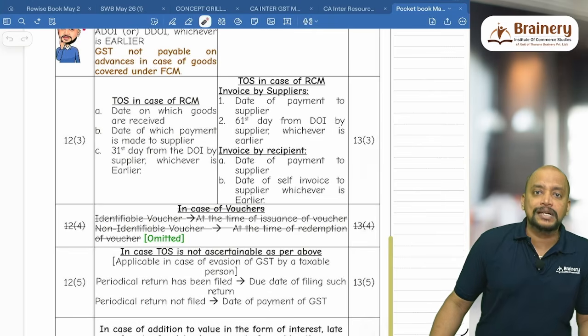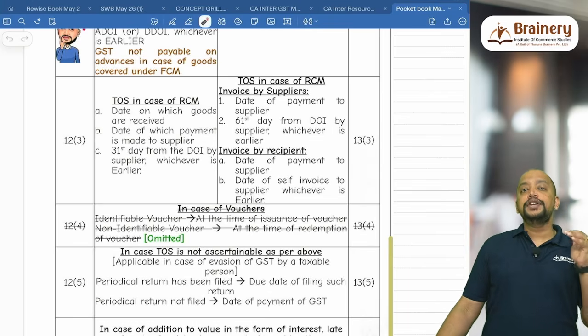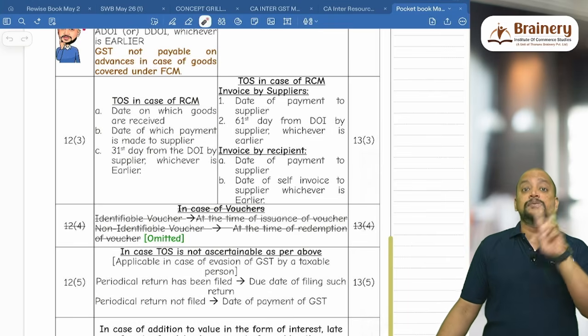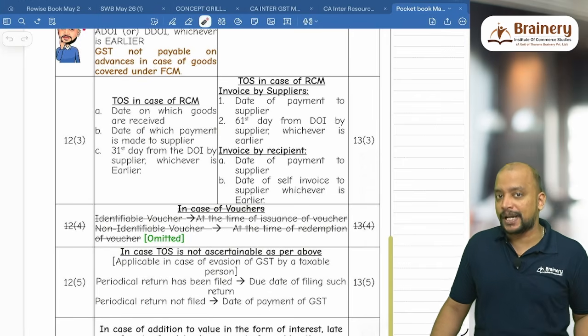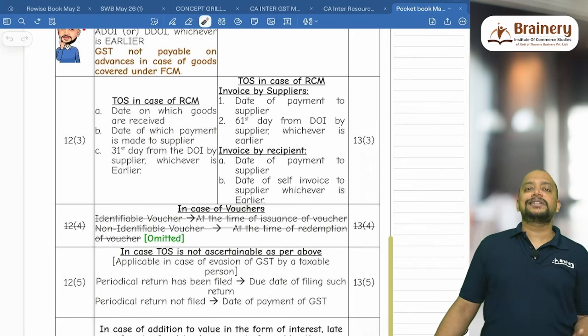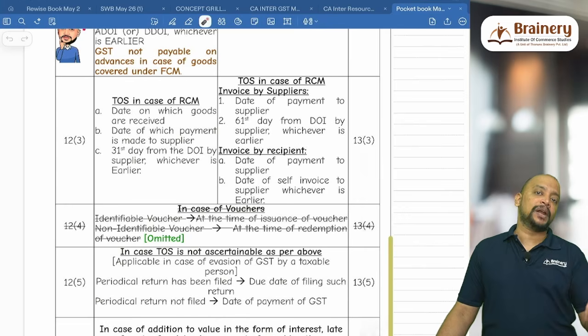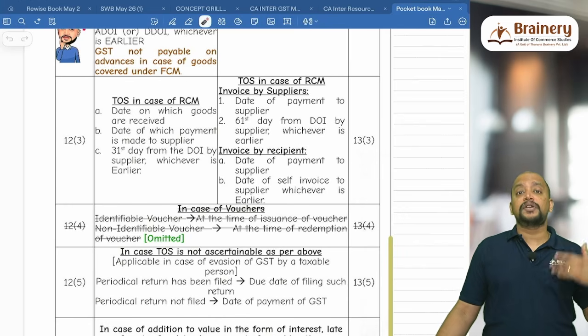Whereas in case of 13 subsection 3, this is 12 subsection 3 what we have seen; 13 subsection 3 says services under RCM. So we need to know what services are covered under RCM and what goods are under RCM, which will not be specified in the question. Depending upon that only you need to apply this provision. In case of service under RCM, the date on which payment is made to the supplier, or the 61st day from the date of invoice issued by the supplier, whichever is earlier, should be taken.